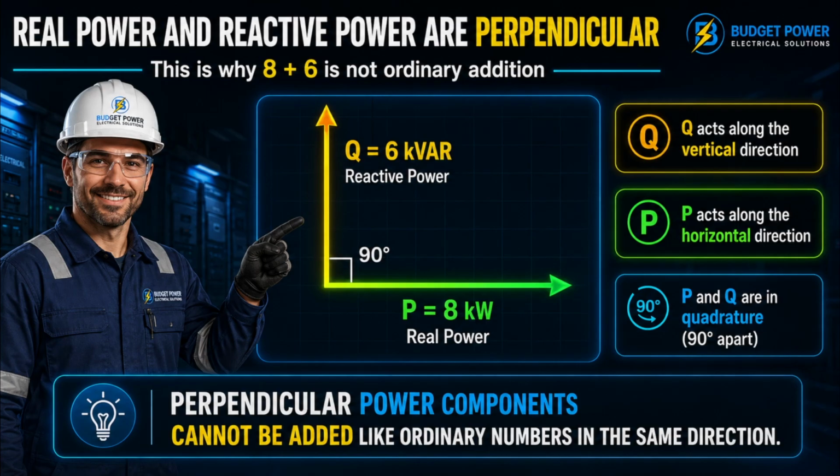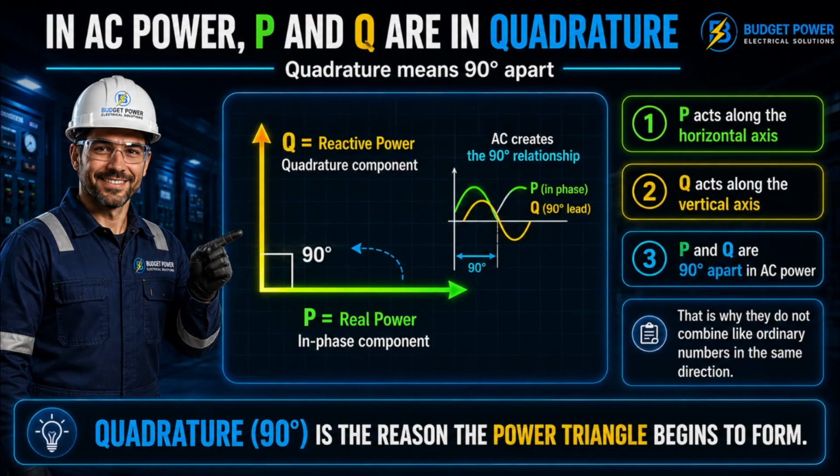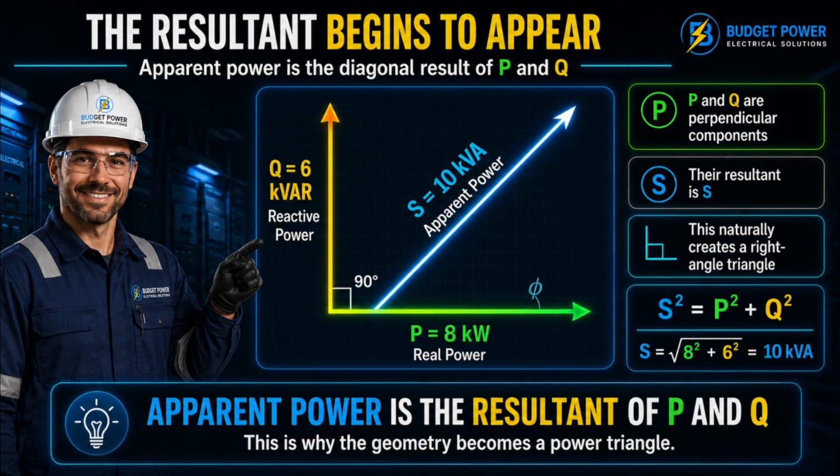Guys, now we are at the key point. Real power and reactive power are not simply added like ordinary numbers. We represent real power, P, along the horizontal direction, and reactive power, Q, along the vertical direction. Why? Because in AC power, these two components are in quadrature, effectively 90 degrees apart. So now we have 8 kilowatts horizontally and 6 kVAR vertically. Once these two components are at right angles, we can no longer just say 8 plus 6. Now we have to ask a different question. What is the resultant of these two perpendicular power components? And that resultant is where apparent power begins to appear.